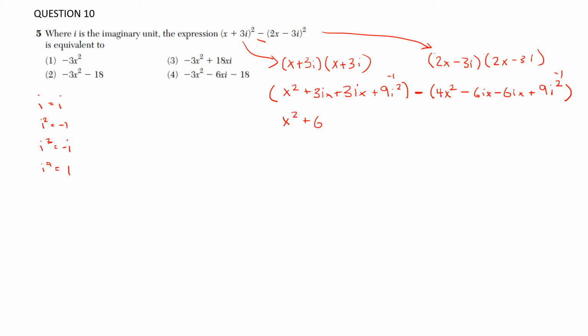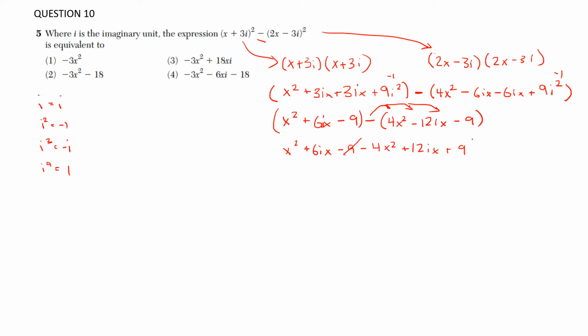x squared plus 6ix, sorry, minus 9, minus 4x squared minus 12ix minus 9. So the thing here is we can distribute this negative sign in so that we can just add the terms. So that gives us x squared plus 6ix minus 9 minus 4x squared plus 12ix plus 9.